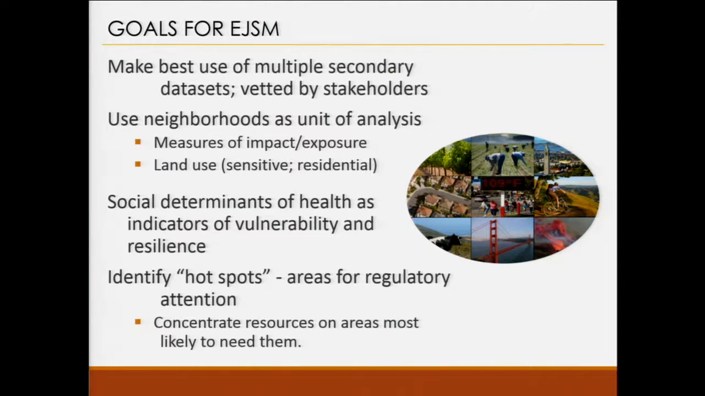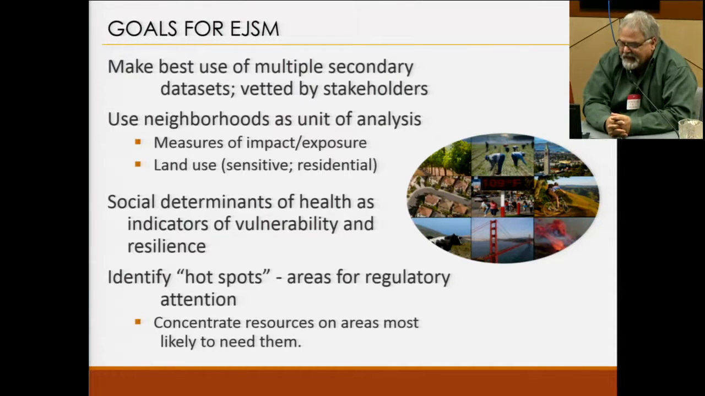So the EJSM has always had a number of goals, and one is to take the secondary data sets that are available and use them together, but use them as they've been vetted by a variety of stakeholders at different levels. So we want to select the data sets that we're using, but we want to make sure these data sets are relevant to the different stakeholder communities that might be interested in the EJSM results. We also have striven to use neighborhoods as our unit of analysis.